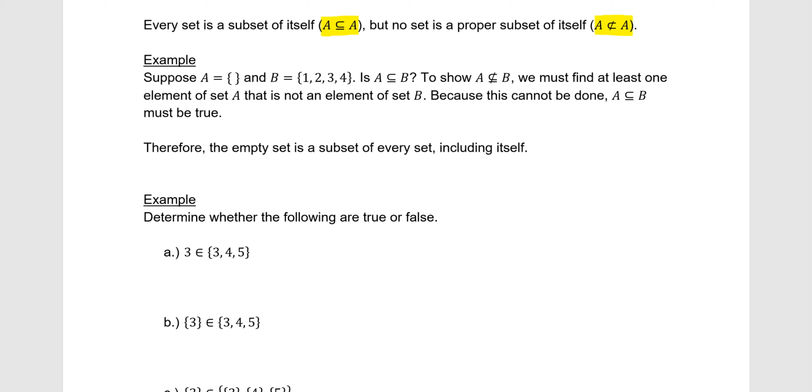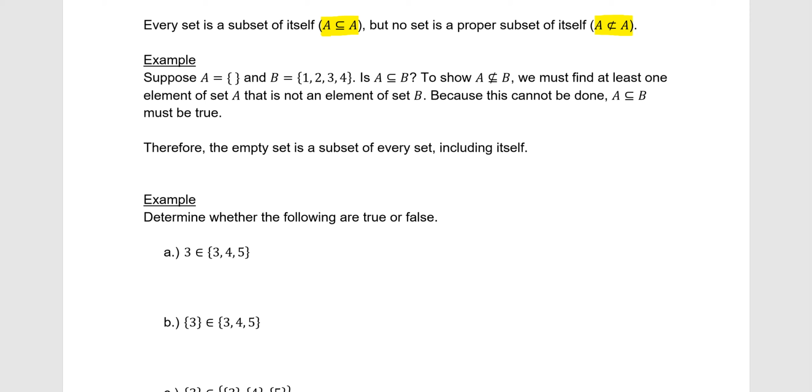Okay, so for example here, suppose A is the empty set and B is the set containing the elements 1, 2, 3, and 4. We want to know, is A a subset of B? So we want to know, is the empty set a subset of the set containing the elements 1, 2, 3. So in order to show that A is not a subset of B, we would have to find at least one element of A that's not an element of B. But this can't be done though. So since this can't be done, that means that A is a subset of B.